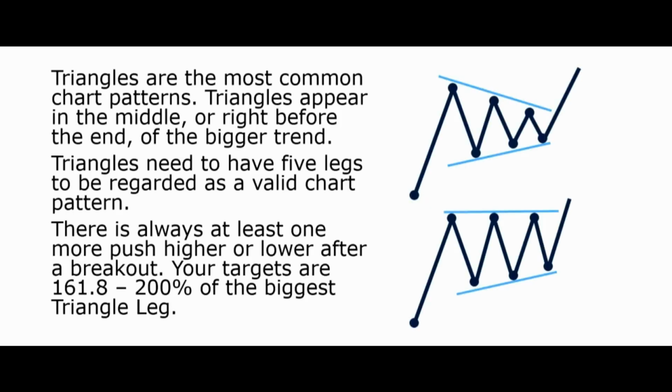Triangle pattern. Triangles are the most common chart patterns. Triangles appear in the middle or right before the end of the bigger trend. Triangles need to have 5 legs to be regarded as a valid chart pattern. There is always at least one more push higher or lower after a breakout. Your targets are 161.8 to 200 percent of the biggest triangle leg.